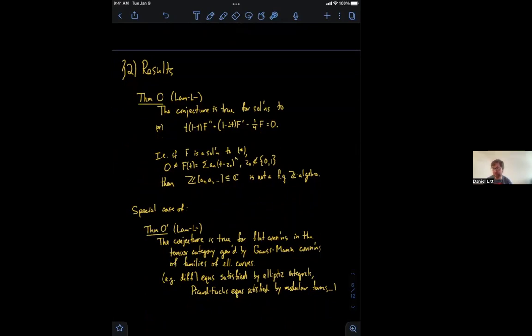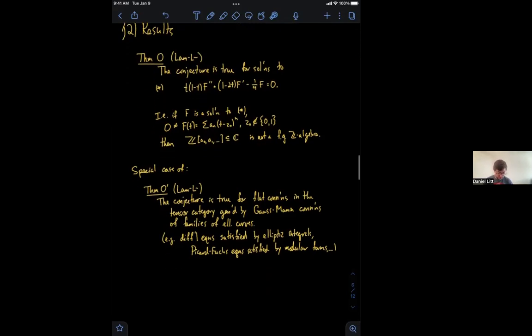So that includes things like elliptic integrals, like the f from before was an example of an elliptic integral, but it also includes things like solutions to Picard-Fuchs equations associated to modular forms and this kind of thing. So it does cover some cases that people are interested in. This isn't quite the complete class of linear differential equations for which we can verify the conjecture at all initial conditions, but it's pretty close.